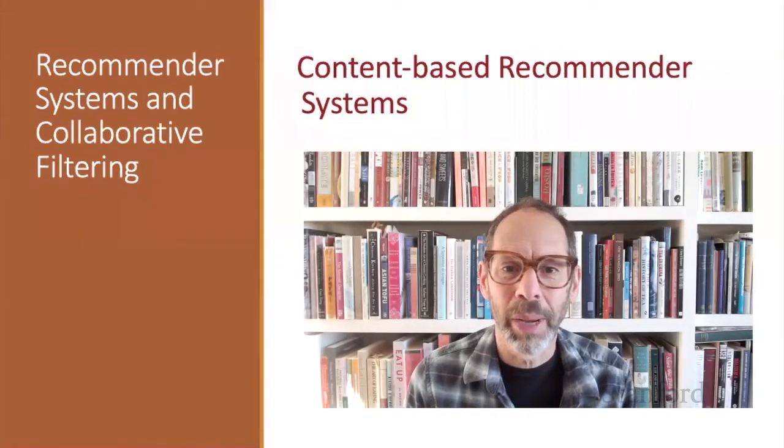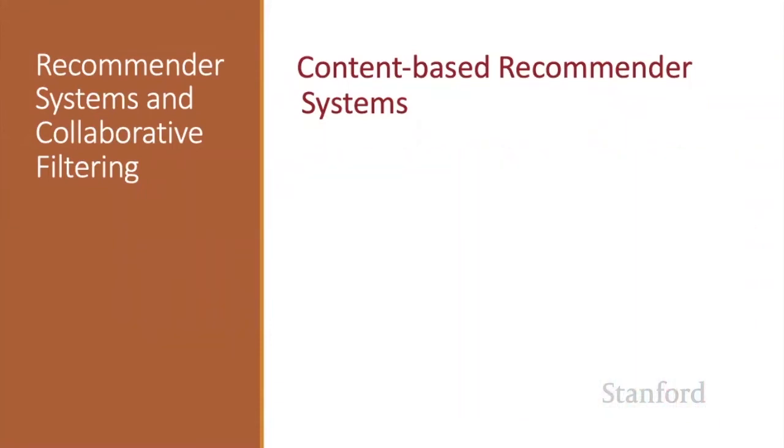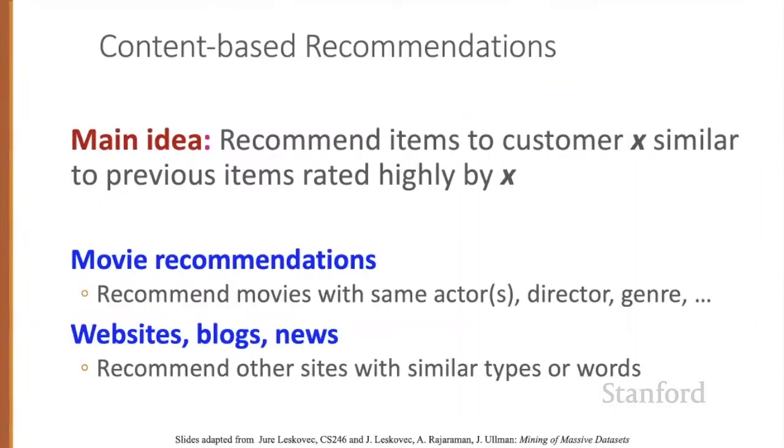Let's turn to the first method, recommending based on features of the content itself. The main idea of content-based recommendation is to recommend items to customer X that are similar to things X already rated highly. What do we mean by similar? Having similar content. So for movie recommendations, we could recommend movies with the same actors or the same director or genre. Or for websites or blogs, we could recommend other sites with similar genre tags like cooking news or science news or similar words.